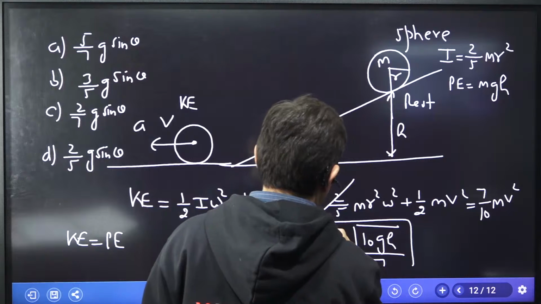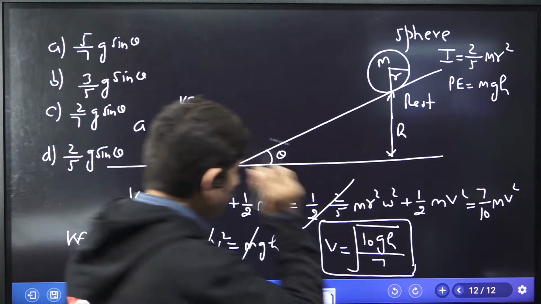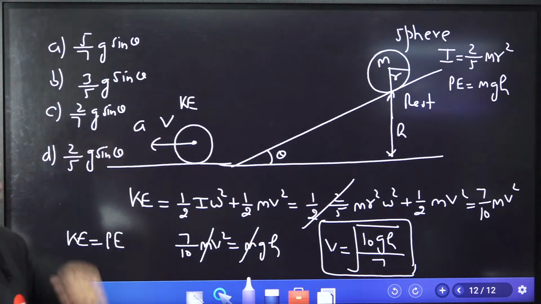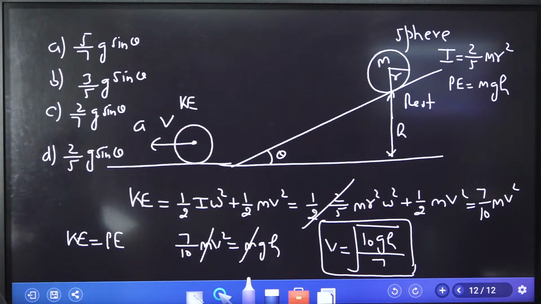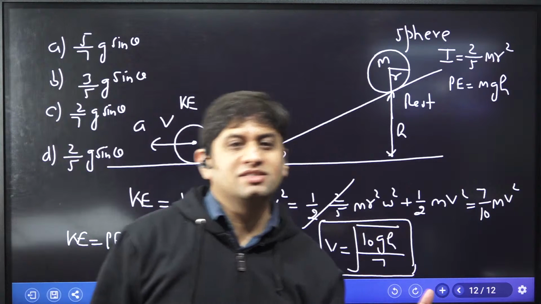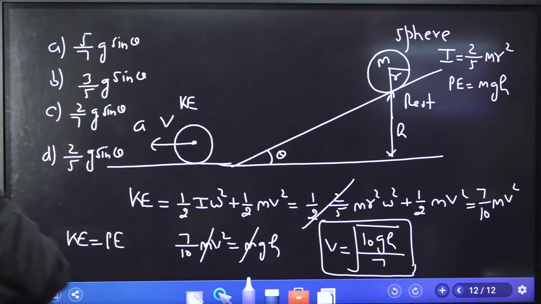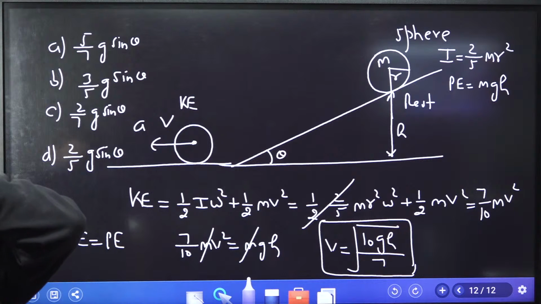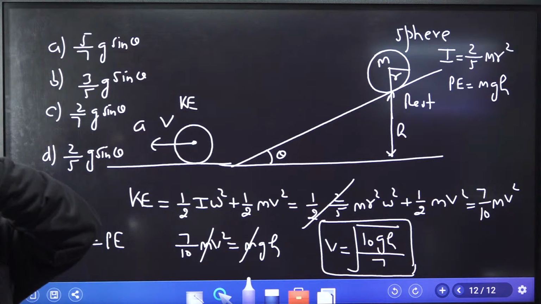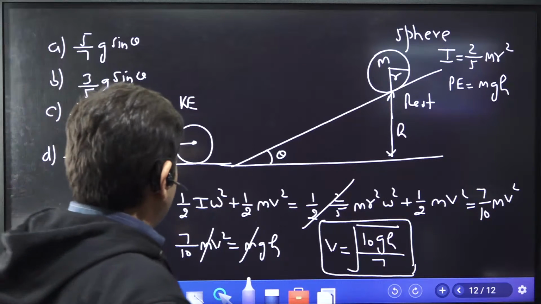In the exam, one question can be asked about the velocity also. When this sphere reaches the bottom, what is the velocity at the bottom? You will say the velocity at the bottom is root of 10 gh by 7. But the question is not about velocity. He has not asked you a question about velocity. He asked you a question about acceleration. Now let us say the acceleration is a.